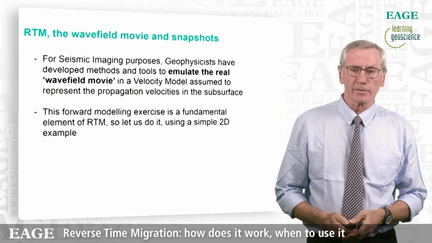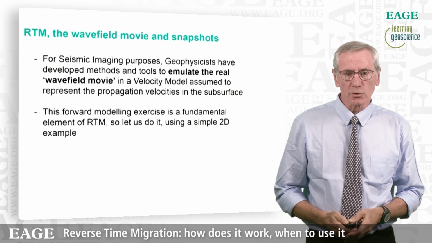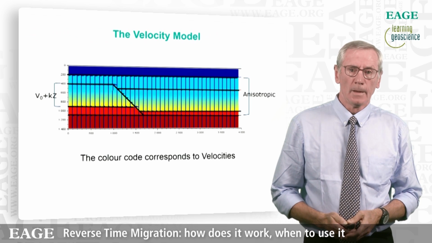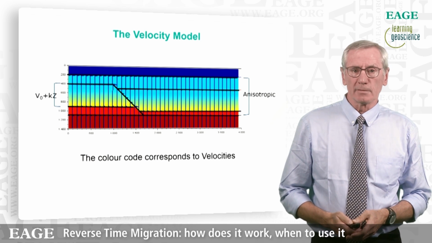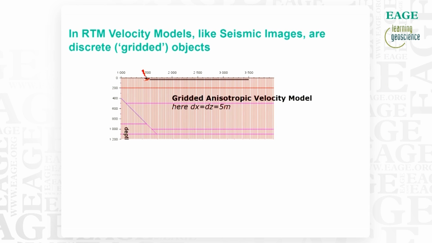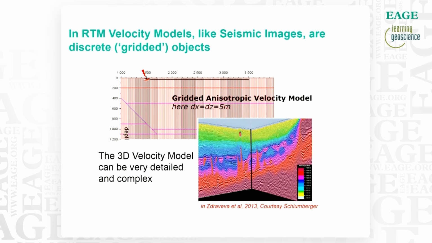This forward modeling exercise is a fundamental element of RTM, so let's do it using a simple 2D example. Here is the color-coded 2D anisotropic velocity model which I will use for my demo. Velocity models for RTM are gridded objects, just like seismic images and wavefronts. In order not to forget that RTM is used in complex geological settings, I show here an example of such a real 3D velocity model, courtesy of Schlumberger-Olga-Straveva. The zoom here reminds us that the grid size is an important parameter. It must be adapted to include details in the velocity model and avoid unstable numerical schemes.